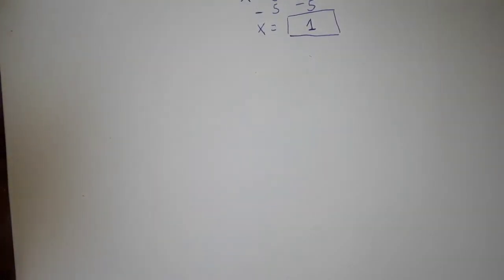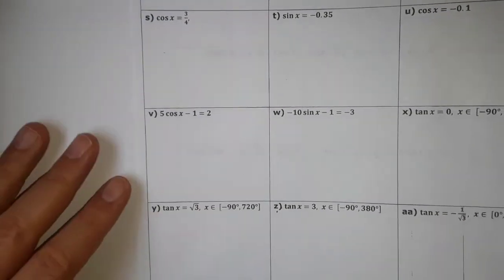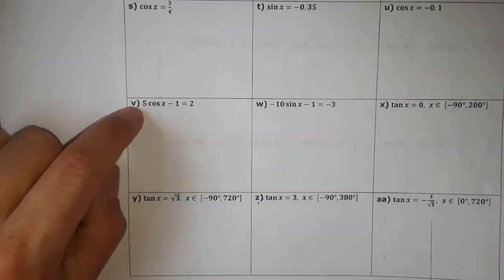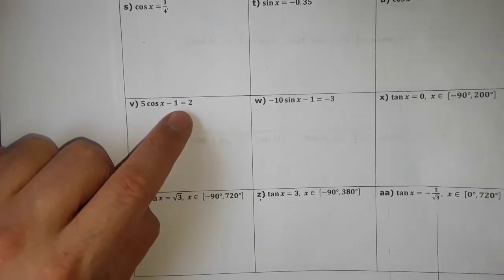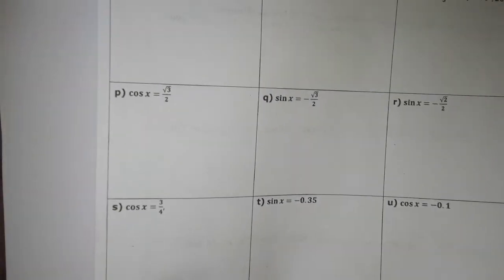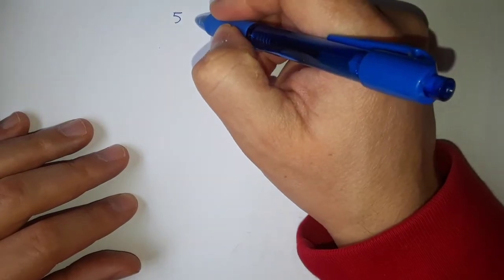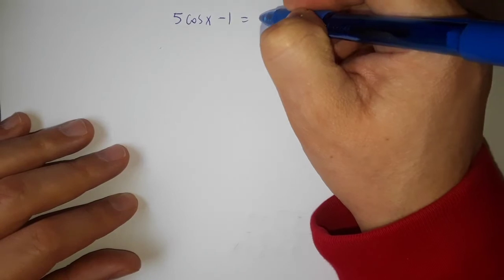So now let's suppose I give you a trig equation, this one here that we have in one of those practices: 5 cosine of x minus 1 equals 2. Okay, so let's try to solve this one. So it's 5 cosine x minus 1 equals 2.